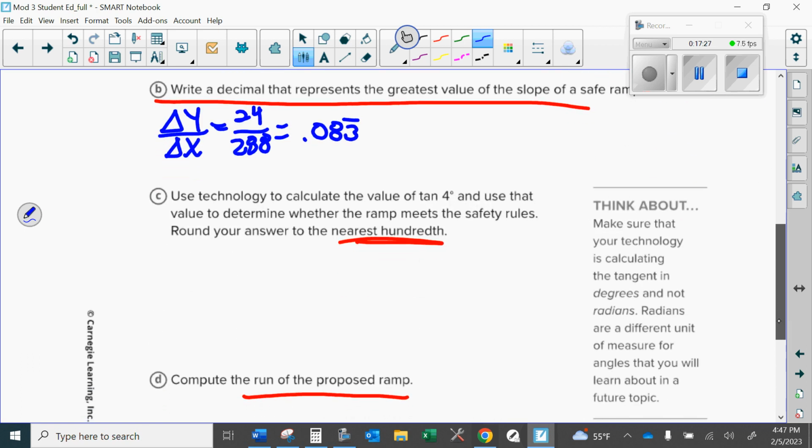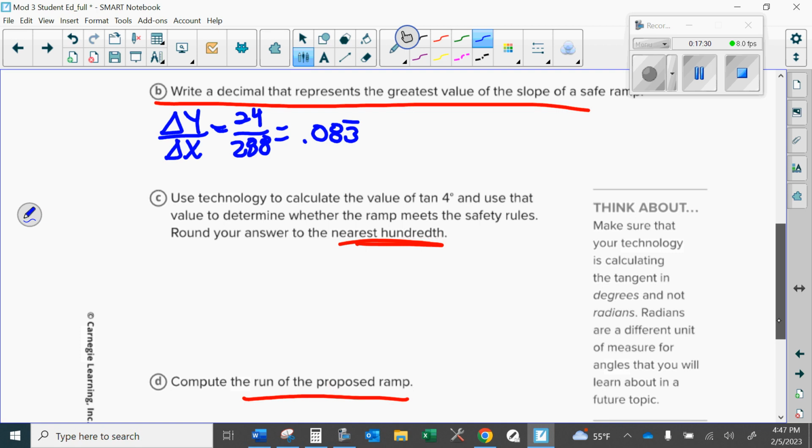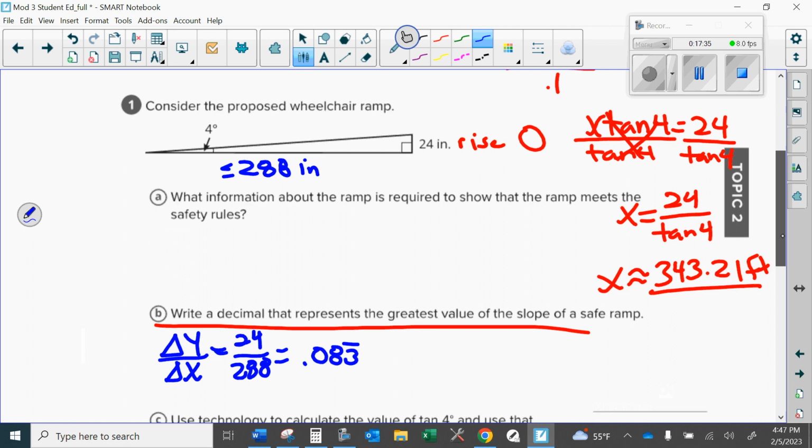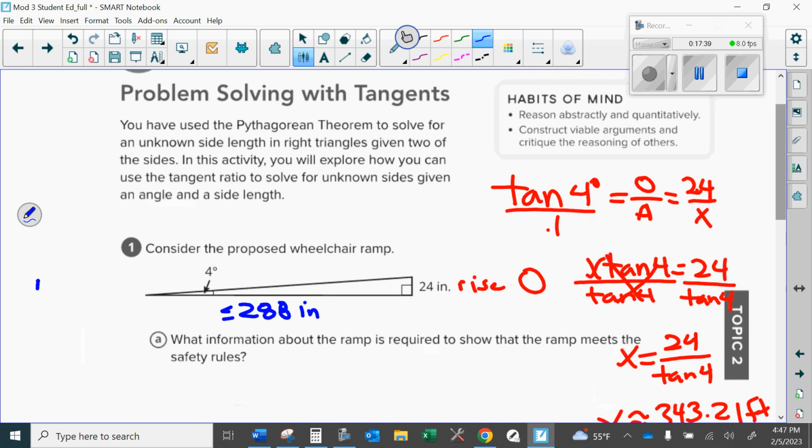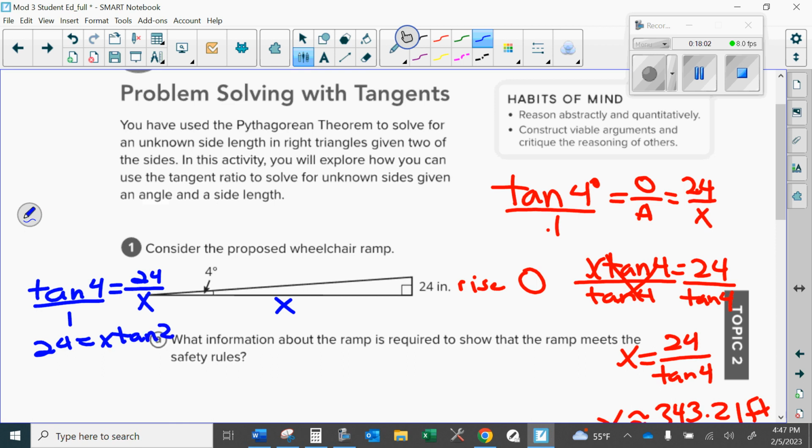Use technology to calculate the value of tangent of 4 and use that value to determine whether the ramp meets the safety rules. Round your answer to the nearest hundredth. So now we're going to calculate what the tangent of 4 degrees is to see if you can have a 4-degree one. So the tangent of 4 equals the opposite, 24, over the adjacent. You can always put over 1 and cross multiply. So I get 24 equals x tangent 4, then divide by tangent 4 on both sides.